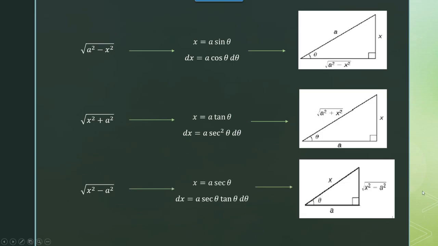And the third type of trig substitution we'll see is when the constant a squared is negative. In that case, x is going to equal a secant theta, and then dx will be its derivative, a secant theta tangent theta d theta. And then here is that corresponding triangle using the triangle definition of secant.